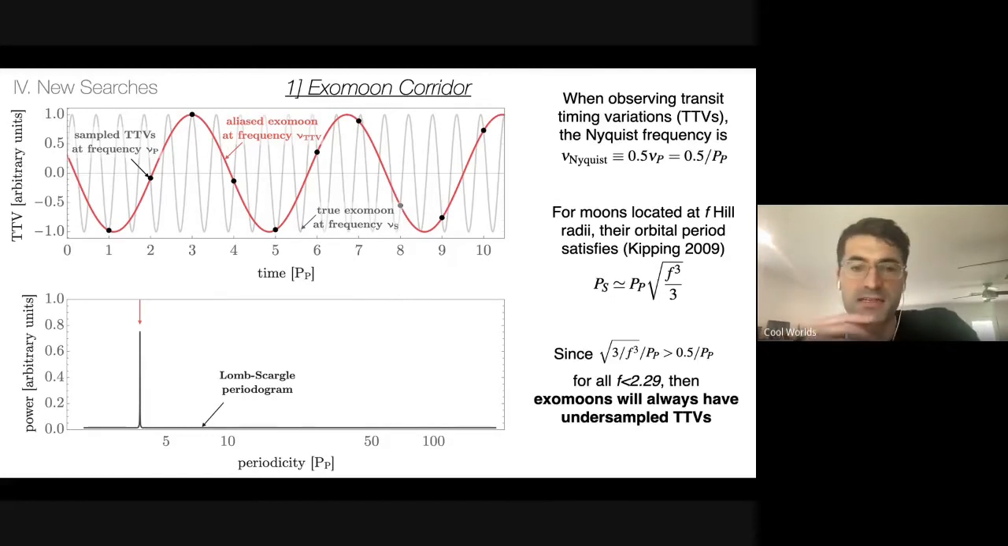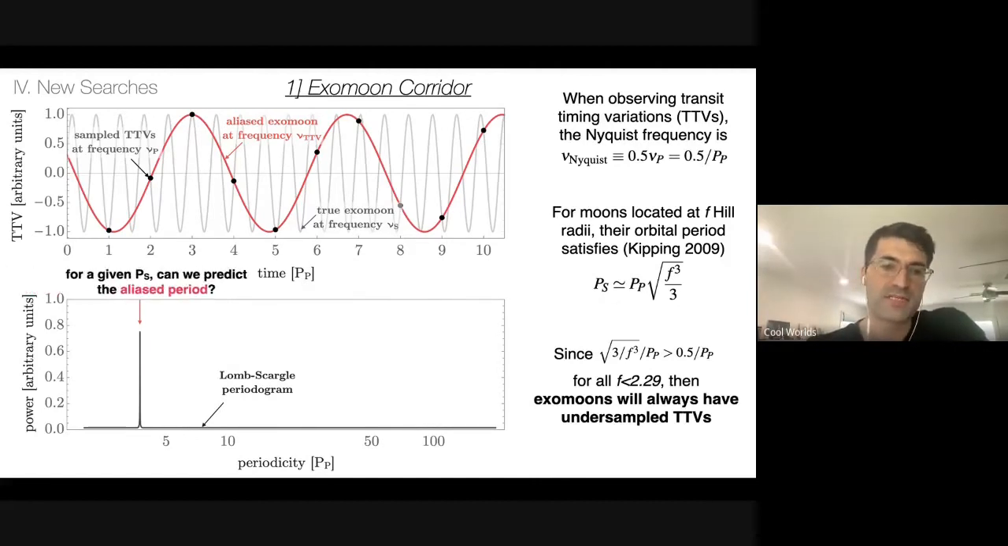The well-known effect, you know, we see this all the time. Think about looking at a car wheel spinning as you drive down the highway. You know, it has this kind of stroboscopic effect as it seems to spin backwards and then still. And it's really the same effect here. So exomoons will always cause undersampled signals. There's no option just from dynamical stability. They have to cause undersampled TTVs.